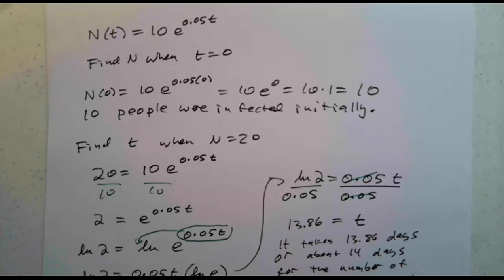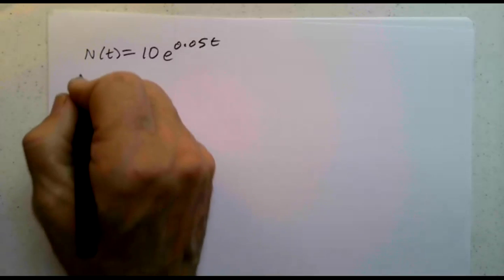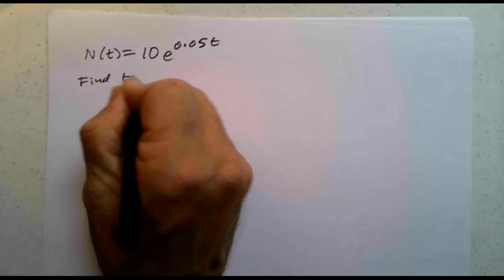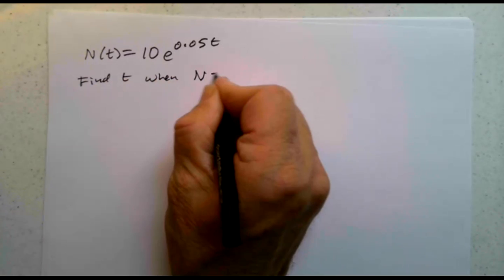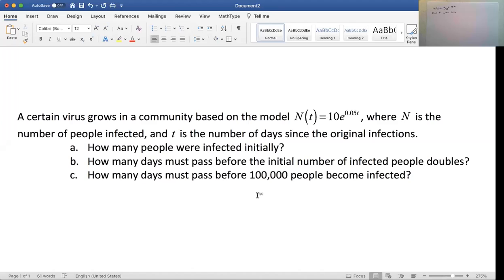Okay. And we have one more question to answer. How many days must pass before 100,000 people become infected? So find t when n is 100,000. So again, we have our original equation. N of t is 10 e to the 0.05 t. We know that. We want to find t when n is a total of 100,000 people.